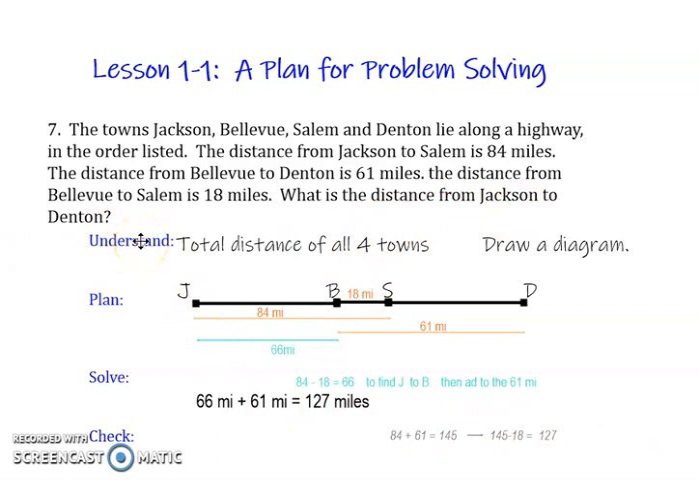Again, I reread it. Then I'm going to double check my math. What I'm going to do this time is play some number sense here. I'm going to do 84 plus 61, and I get 145. And I'm going to subtract this 18, and I get 127.